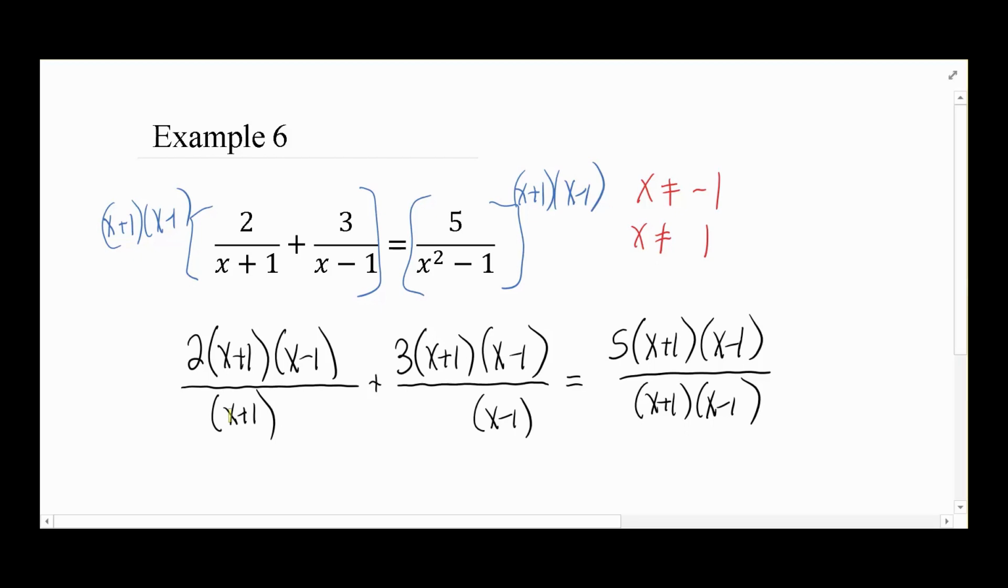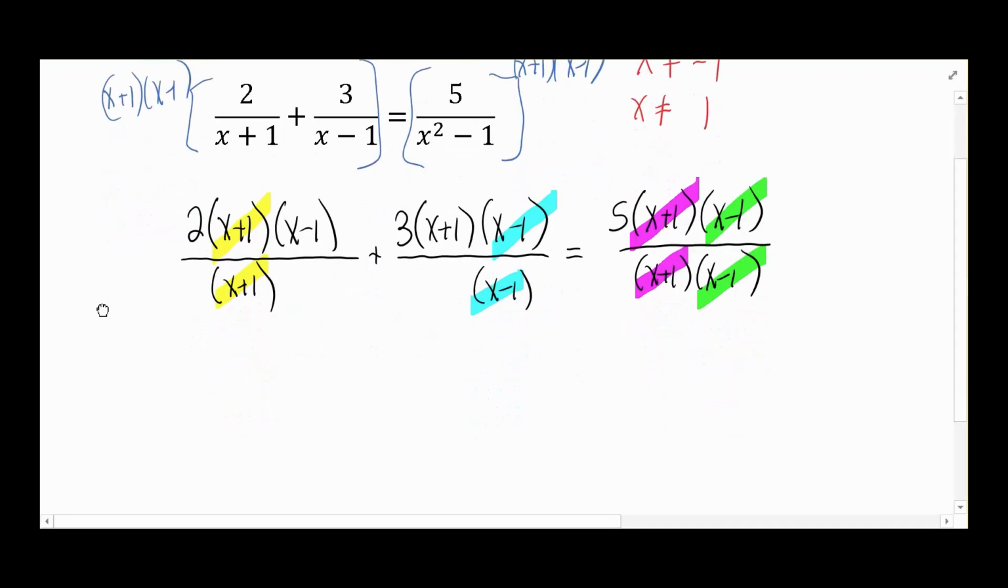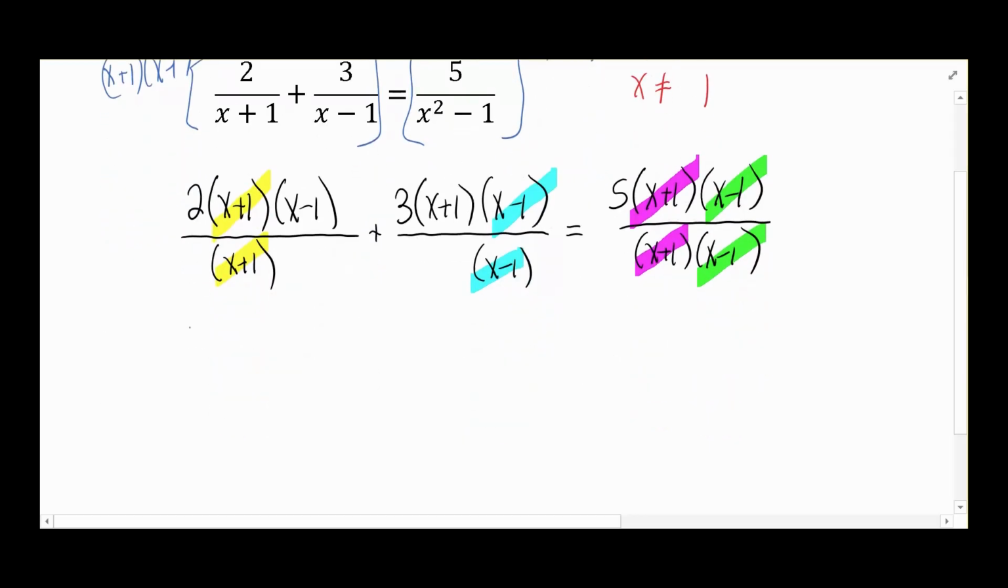And so now I have an x plus 1 over an x plus 1. Those divide out. I've got an x minus 1 over an x minus 1. Those divide out. I've got an x plus 1 over an x plus 1, and an x minus 1 over an x minus 1. They divide out. So all I'm left with from the first fraction is a 2 and an x minus 1. From the second fraction, the 3 and the x plus 1. And on the right-hand side, just left with 5.